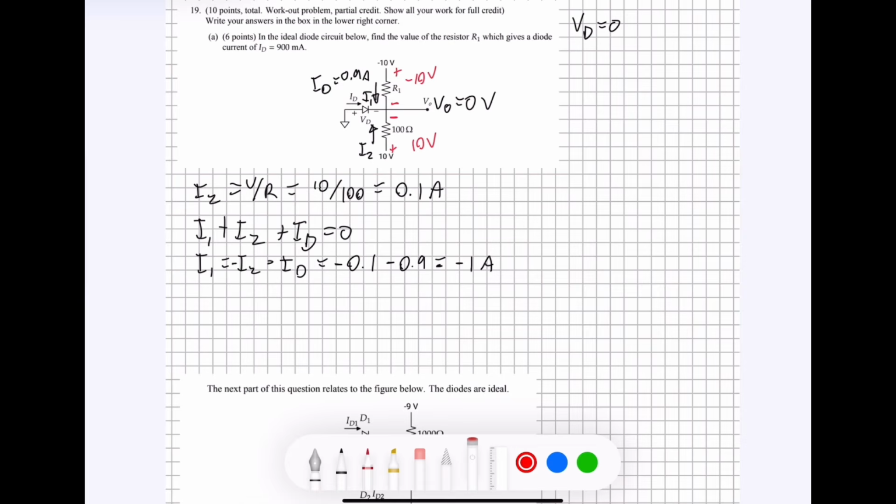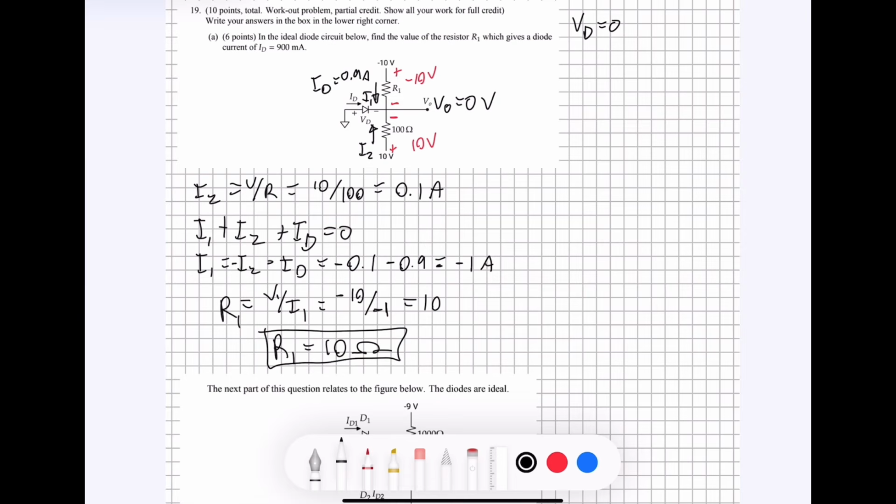And then in order to find the resistor, we use Ohm's law one more time. We know that V is equal to IR. That means that R would be equal to V divided by I. So R1 is equal to negative 10, which we get from right here, divided by the current that we found in our last step, which is negative 1. That's going to be 10. So the value of R1 is going to be 10 ohms.